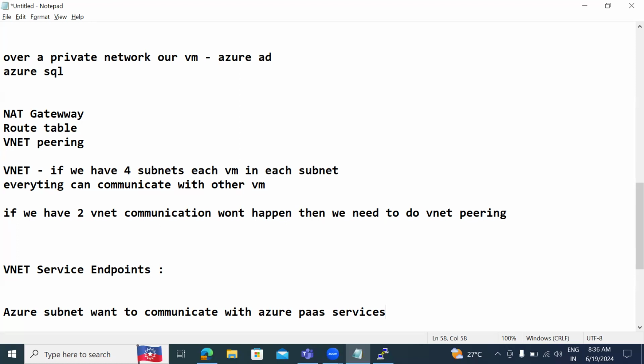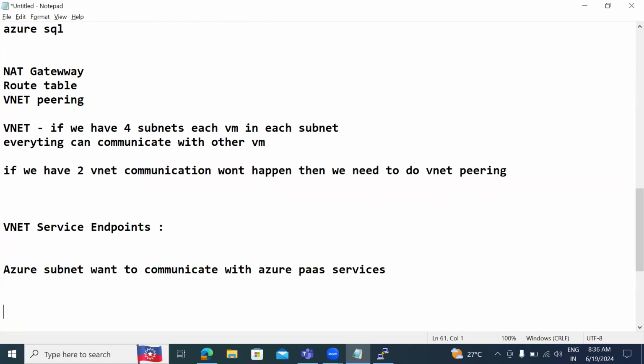So for all those, we don't want to communicate over the internet. The resources in our subnet want to communicate with them. I'll give one example. I have an Azure VM in my private subnet, and it wants to connect to one Azure SQL database. For that, I don't have internet because my VM is in a private subnet, but still it can establish a connection. So for our subnet, what is the setting we need to do?